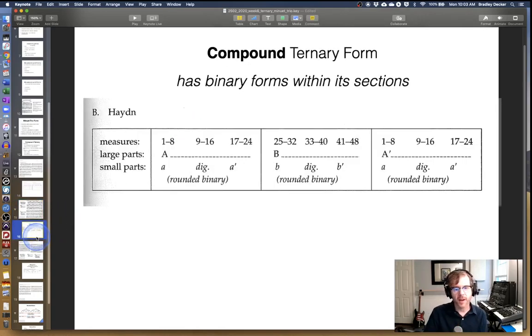So a formal diagram would show this design. This is right out of your Laitz textbook, chapter 20, I believe, where our first section, our first minuet, has this design. It's basically a rounded binary form. Our second section in G minor has its own key structure, rounded binary, and then we repeat the first part again. I disagree with this little prime. It shouldn't be there. It's not changed. So this is simply a restatement of A.